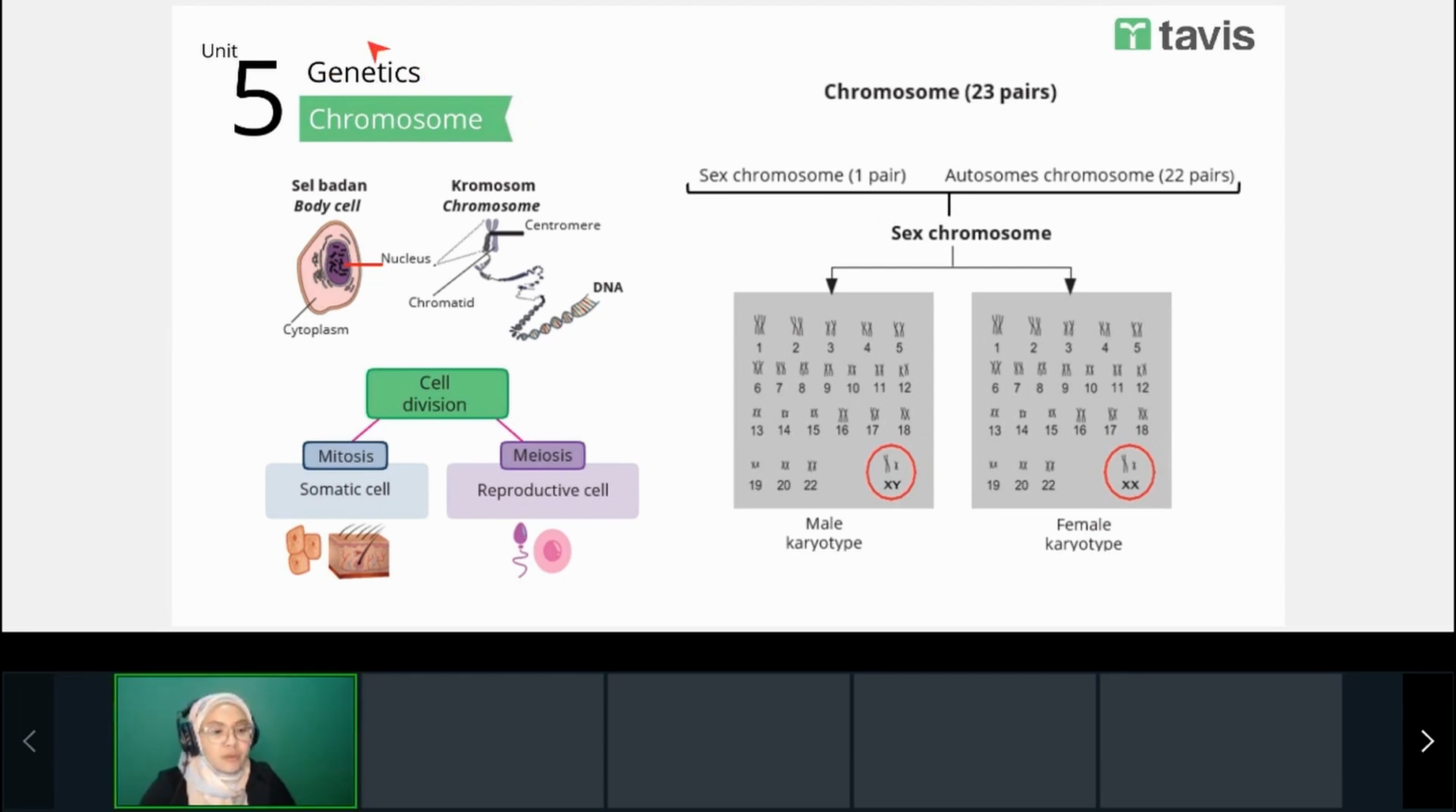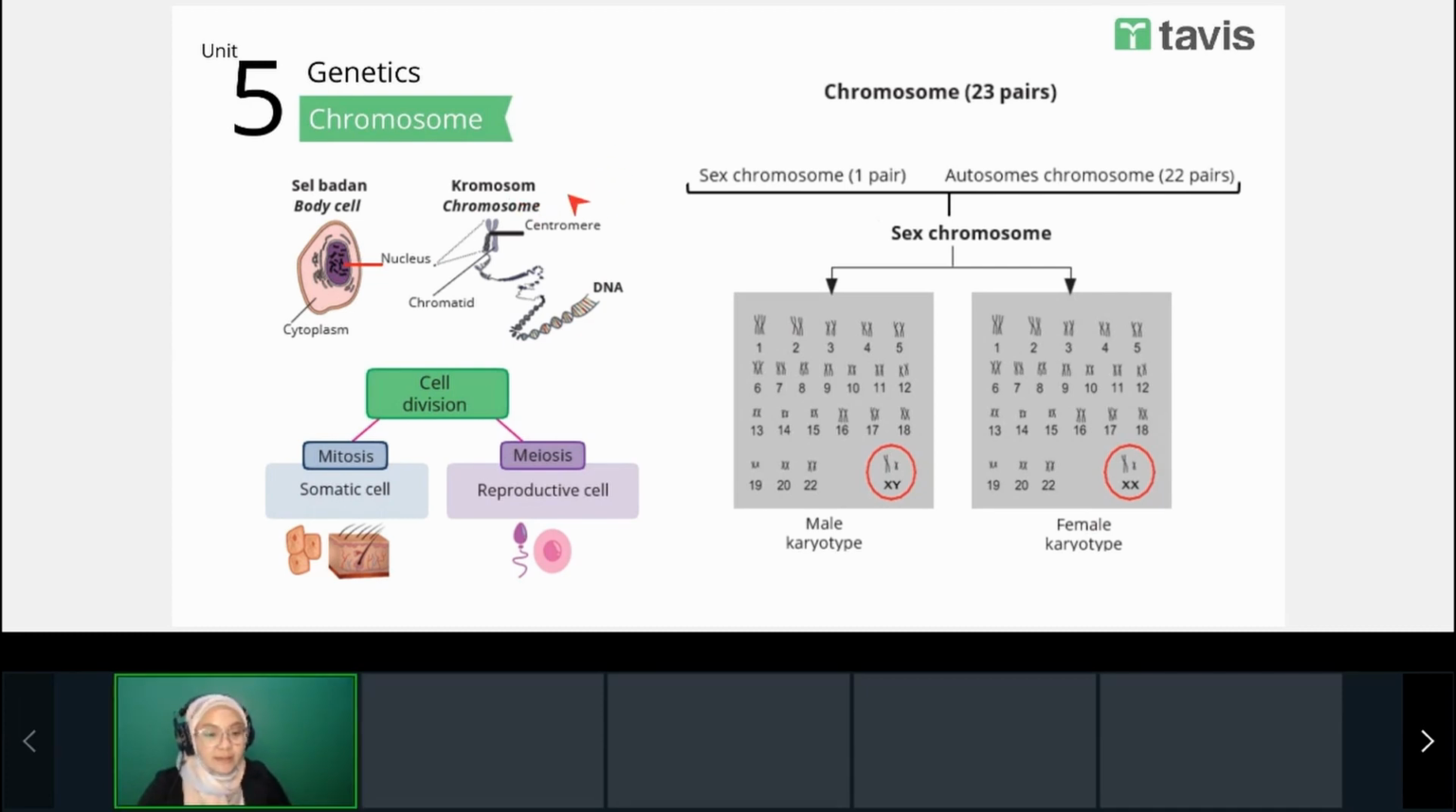Okay, when we talk about genetics, every part of our body is a cell. Our skin comes from a cell. Our eyes from a cell. Our nail from a cell. This is the structure of one of the cells. Each cell has a nucleus. Please bear in mind, each cell has a nucleus. In a nucleus, there is a chromosome.